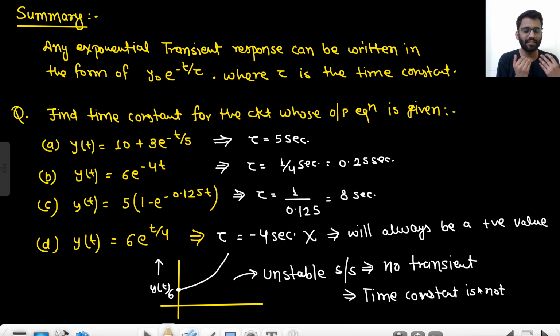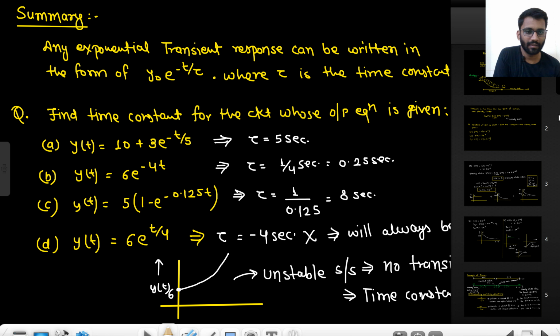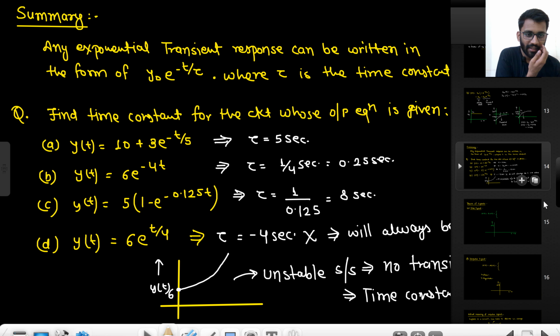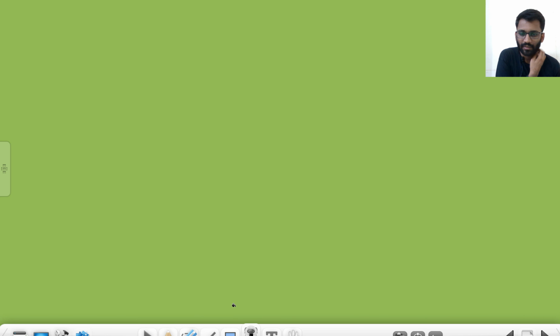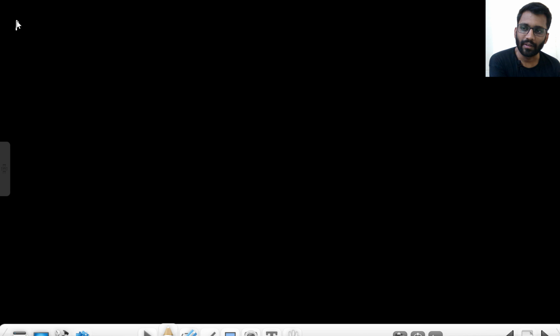Time constant basically comments on the speed of the circuit. If the time constant is more, what does that mean? It will take more time for the transient to die out. Did you understand this point? Okay, I will write it. First, I will write that time constant is not defined. Just let me add a page. Because this is a very important term, people don't know much about this term. So I'm just discussing. I will write down a note.